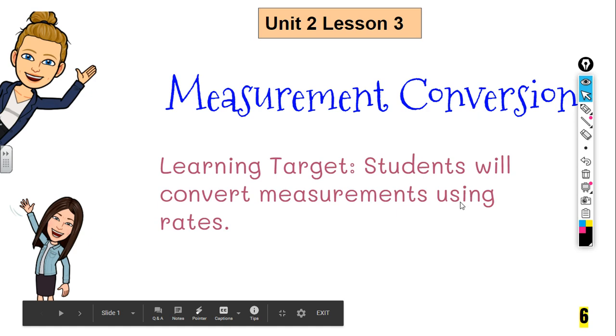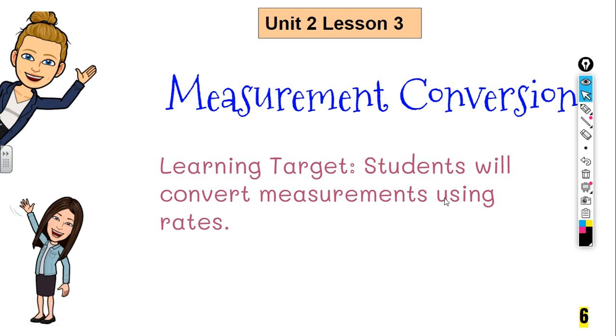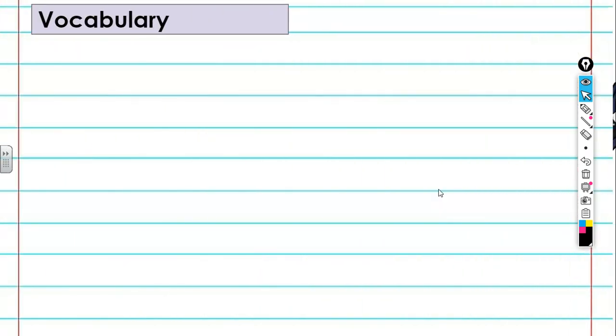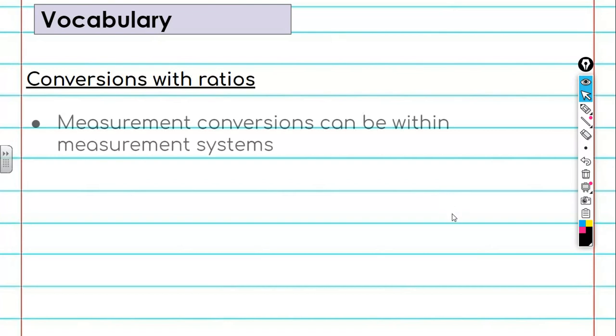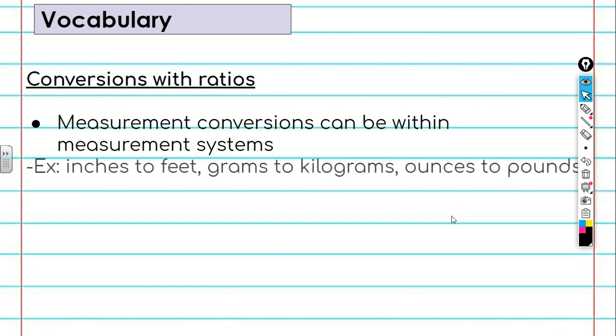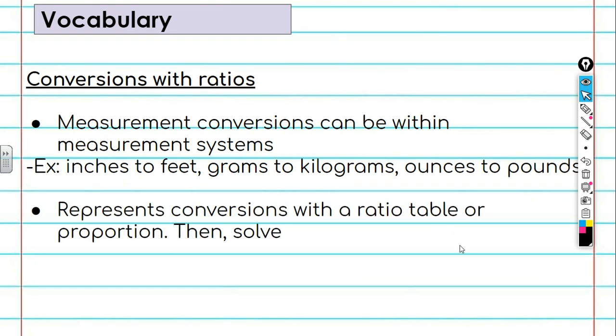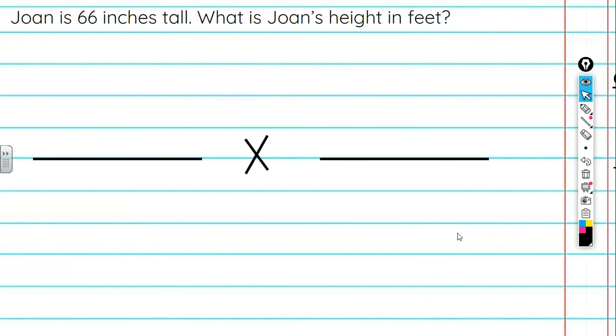Today we're going to use rates in order to convert measurements. So a few things we need to know: conversions with ratios. Measurement conversions can be within the same measurement system or different measurement systems. So we could go from inches to feet, grams to kilograms, ounces to pounds. We need to make sure that we represent conversions using a ratio table or a proportion, which is two fractions, and then we would solve.